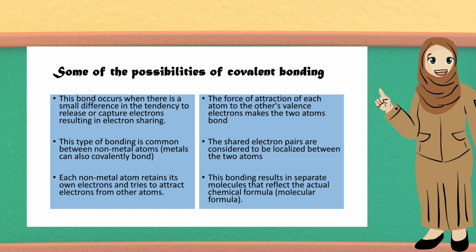The next is about some of the characteristics of covalent bonding. The first is this bond occurs when there is a small difference in the tendency to release or capture electrons, resulting in electron sharing. The second is this type of bonding is common between non-metal atoms. The third is each non-metal atom retains its own electrons and tries to attract electrons from other atoms. The fourth is the force of attraction of each atom to the other's valence electrons makes the two atoms bond. The fifth is the shared electron pairs are considered to be localized between the two atoms. And the last one is this bonding results in discrete molecules that reflect the actual chemical formula, also called the molecular formula.